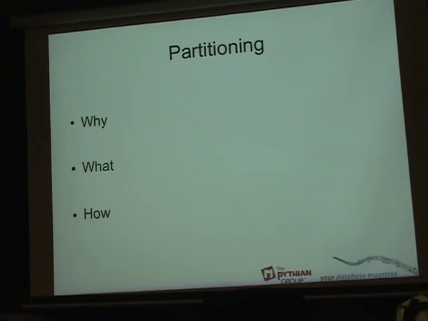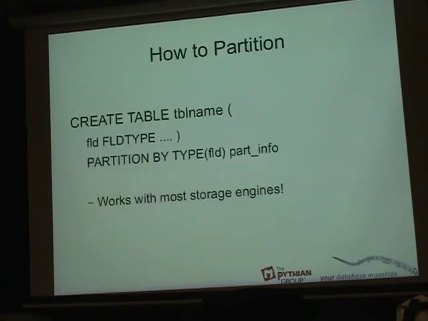Basically, you can specify that a table is partitioned. It's part of the create table statement, so you can alter the table and add partitions, things like that. But it's on a per table basis. So, how to partition. In your create table statement, here's your create table, table name, field type. At the end, I didn't put the engine or default charset or whatever, but you can have that. And it's basically partitioned by type, and then you have a field or list of fields, or actually an expression, and then the partition information.